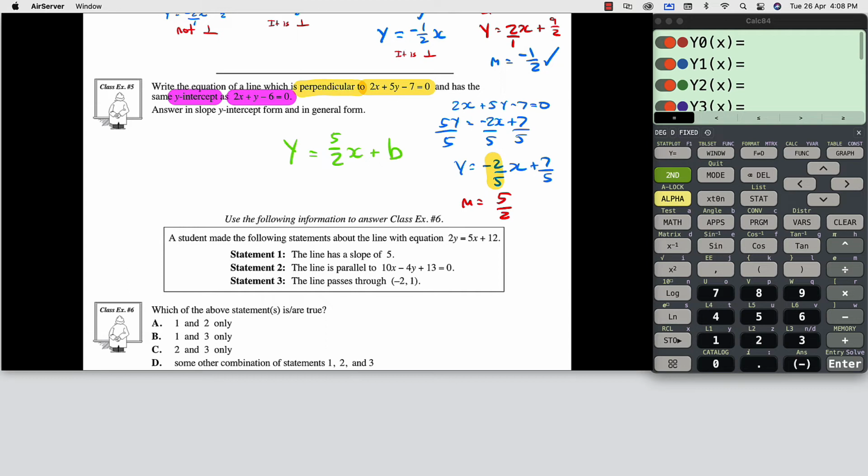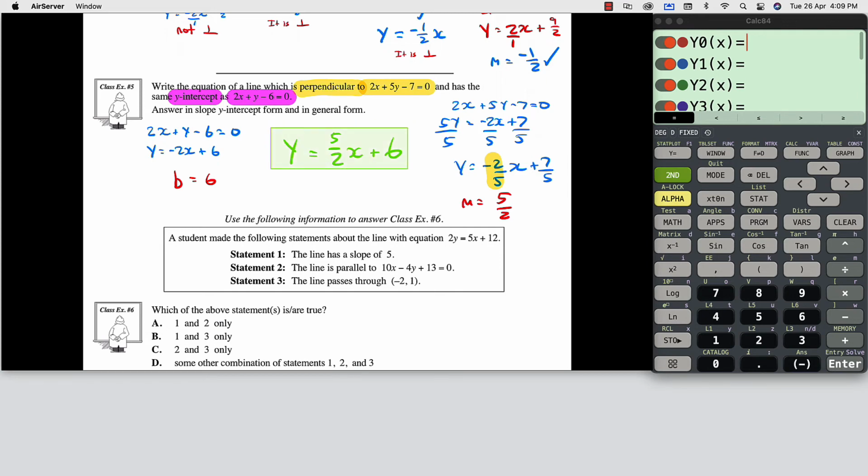Okay, so we have 2x plus y minus 6 equals 0. The y is already positive, so we're going to subtract 2x from both sides, add 6 to both sides, and because the value of y is already 1, I don't need to divide anything through here, and we've got a slope, and the y-intercept, which is our b, is equal to 6. So essentially this b needs to change to a positive 6, and there is our final answer.